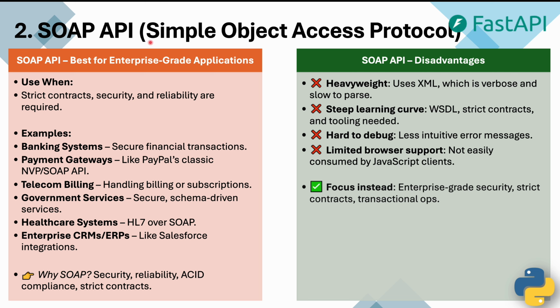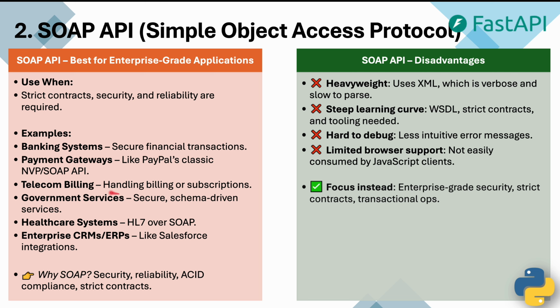SOAP API, Simple Object Access Protocol. SOAP API is best for enterprise-grade applications. Use when strict contracts, security, and reliability are required. In such scenarios, go for SOAP API. Examples: banking systems. Secure financial transactions can be implemented using SOAP API. Payment gateways, like PayPal Classic, that kind of payment gateways can be implemented using SOAP API.